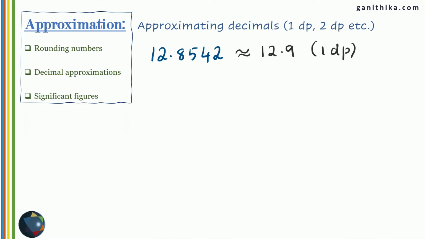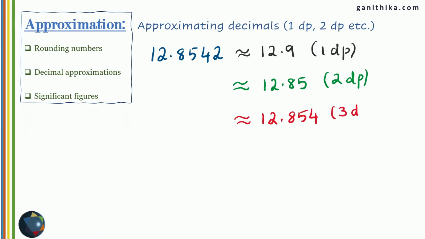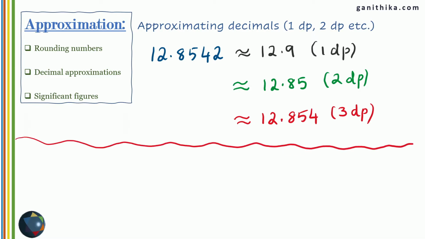To 2 decimal places, try to do it now before you continue with this video. If you are ready, continue with the video. I'm going to give you the answer to 2 decimal places and also to 3 decimal places. Are you ready? The answer for 2 decimal places is 12.85 because the third decimal place is 4. It doesn't change the 5 there. To 3 decimal places, it is 12.854. Again, 2 is in the fourth decimal place. It doesn't change the 4 in the third decimal place. So 12.854, and I hope you got all these answers correct.